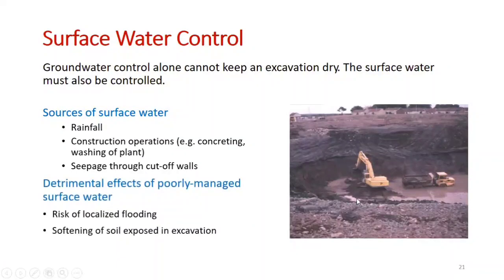Okay. If you do not control the surface water properly, then you can have risk of localized flooding, like you can see in this figure. And of course, it can expose the soil in the excavation, and it can soften up because of the surface waters, and this can cause even stability issues of the sides of the slopes, of the sides of the excavations. Okay. So it's a very serious, crucial part of excavations. So you have to be very careful that you have properly designed surface water control systems, especially in your deep excavations.